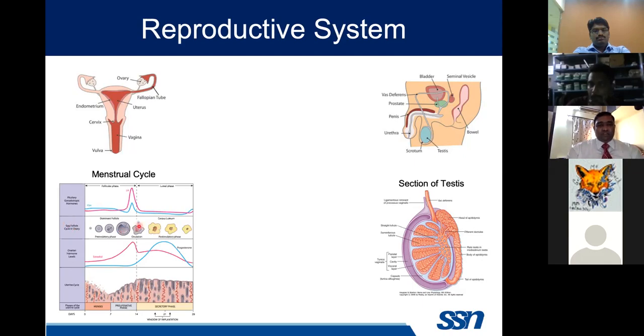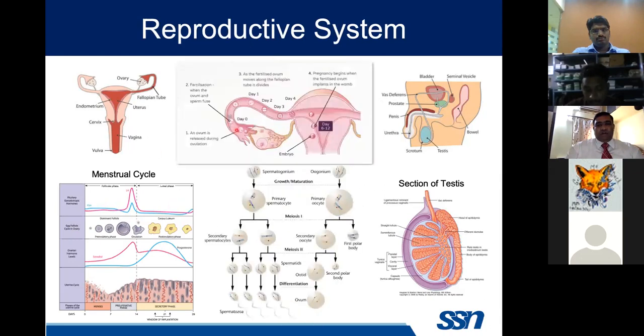Here the ovum is released exactly around the 14th day of the cycle. And here I've shown the pituitary gonadotropic hormones, luteinizing hormone and follicle stimulating hormone, and how their concentrations differ in the body. And this is how the baby can be formed. So from the 0th day to around the 6th to 7th day, the implantation happens if there is fertilization.